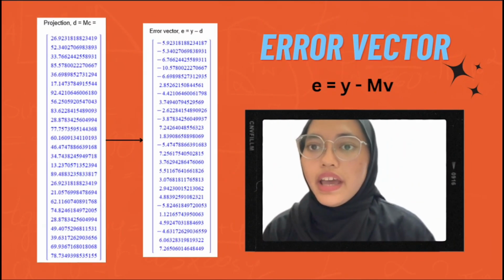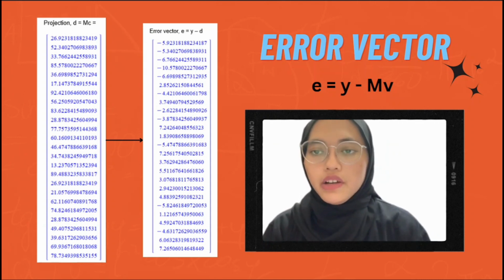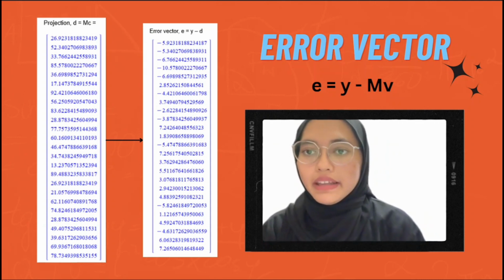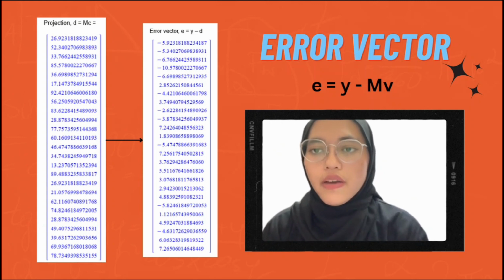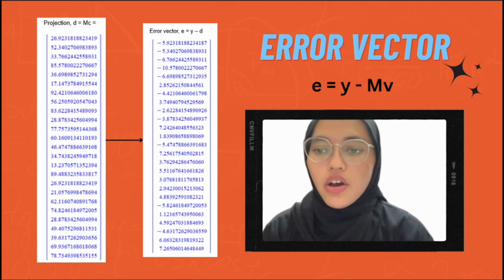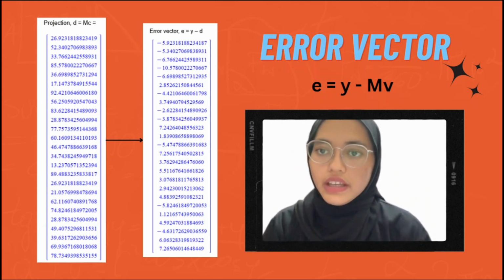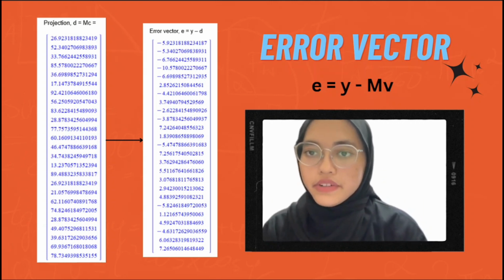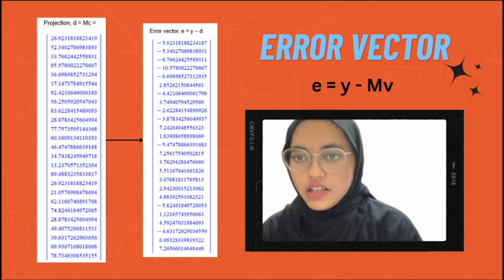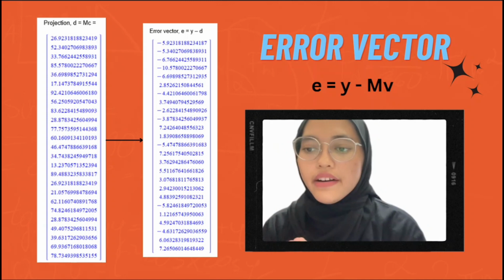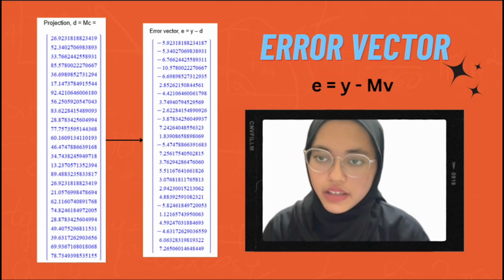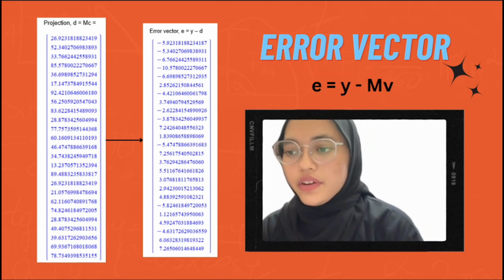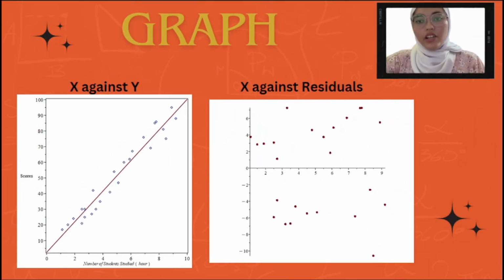Lastly is the magnitude of the error vector. However, we need to find the error vector value first. The formula for the error vector is y minus Mv. For the matrix Mv, we need to multiply the matrix M with the matrix v that we had calculated in the previous working. After the calculation, we can get the value of the error vector, and the magnitude of the error vector is 26.8713.